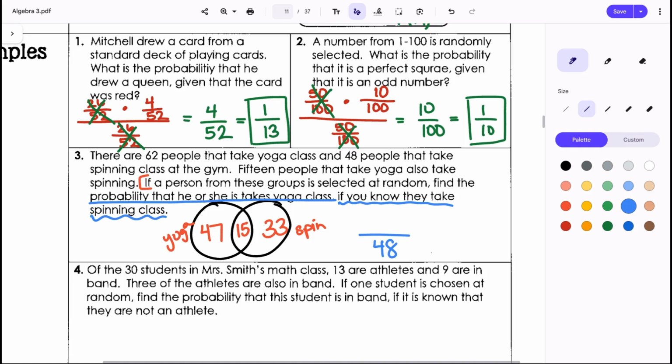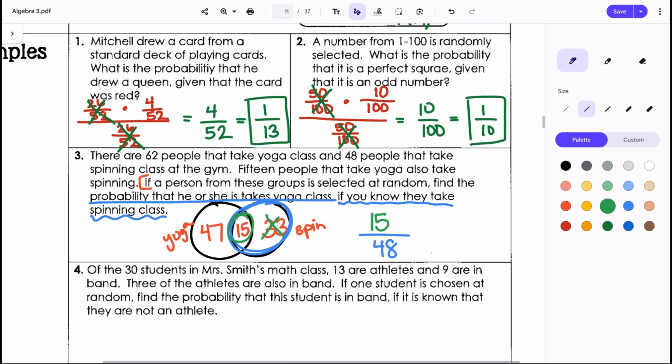Okay, and then it says, find the probability that he or she takes a yoga class. So you know that they have to take spin, so we're only going to look at the spin circle. So I'm just going to go around that in blue. But I only want the top number to be the people that are also possibly in yoga. So are the 33 people also in yoga? No, those are only in spin. So what number should go on the top? 15. So 15 over the 48. 15 people who are taking yoga, given that they already take spin.